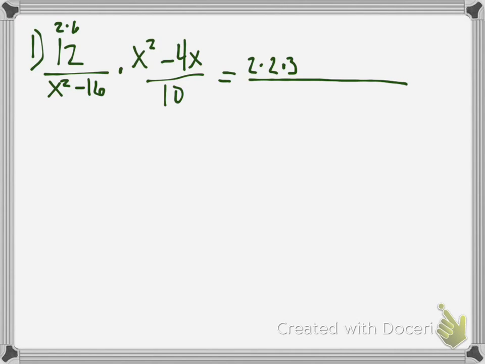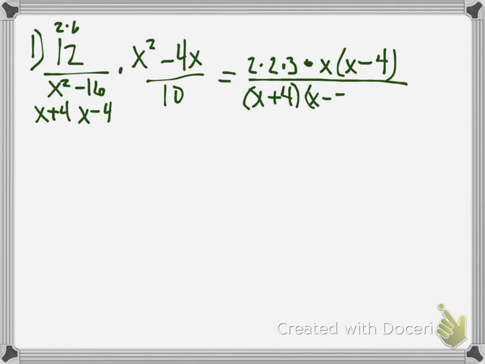That represents the 12. The x squared minus the x, I can take out the x, and so I would be left with an x minus 4. Over, on the bottom, I have x squared minus 16. Now when you see a square and a minus, think plus minus, and take the square root of the 16. So in that case it would be x plus 4, x minus 4. And then the 10 I can break up to 2 and 5.